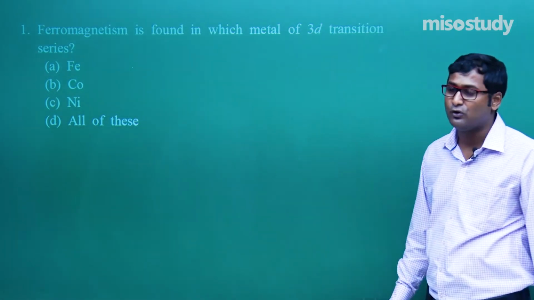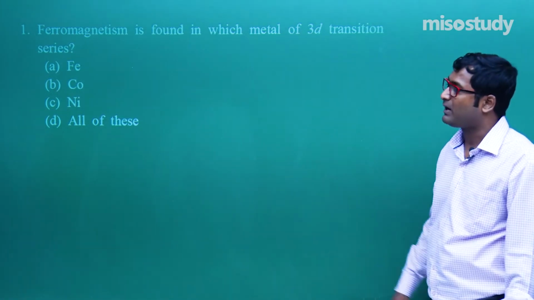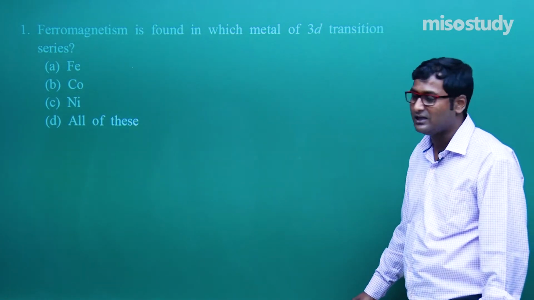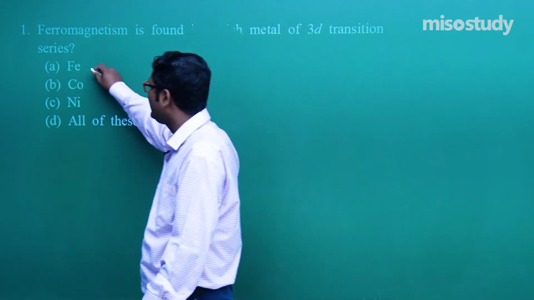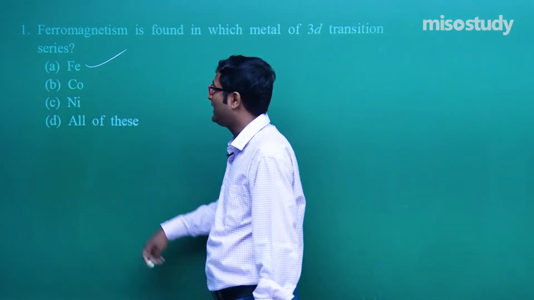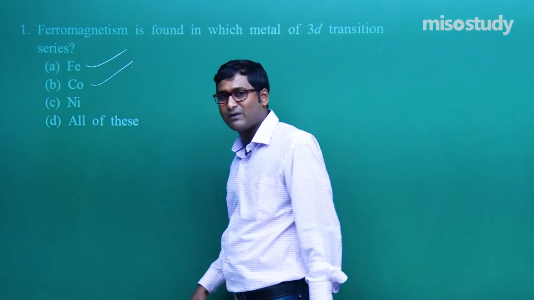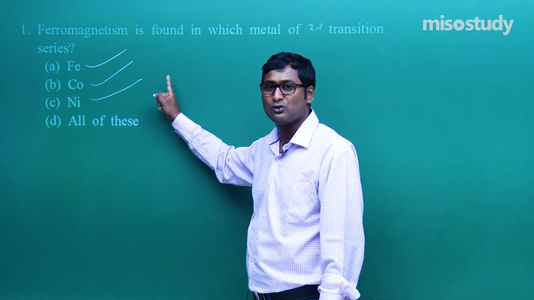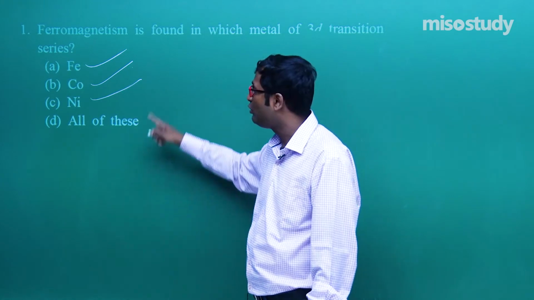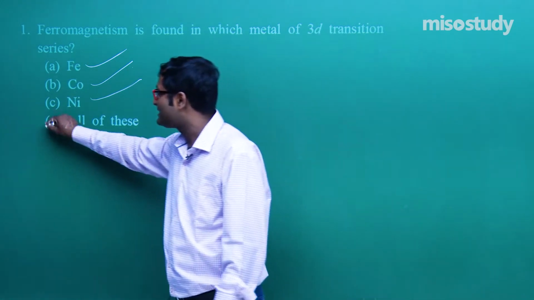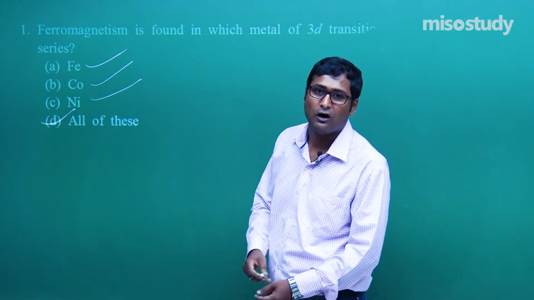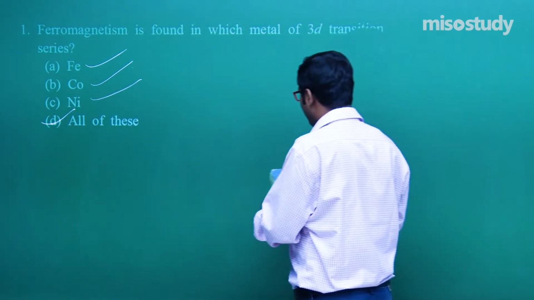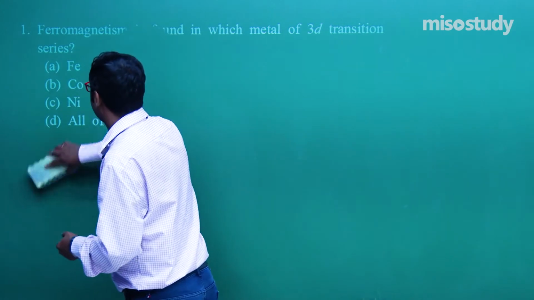And as I told you earlier, ferromagnetism is found in which metals of the 3d transition series? Fe is ferromagnetic, cobalt is ferromagnetic, nickel is ferromagnetic. I have discussed this question in solid state also. So for this, D is the correct option, all of these. Clear, friend? Now I am going to rub this part and we'll discuss the next question.